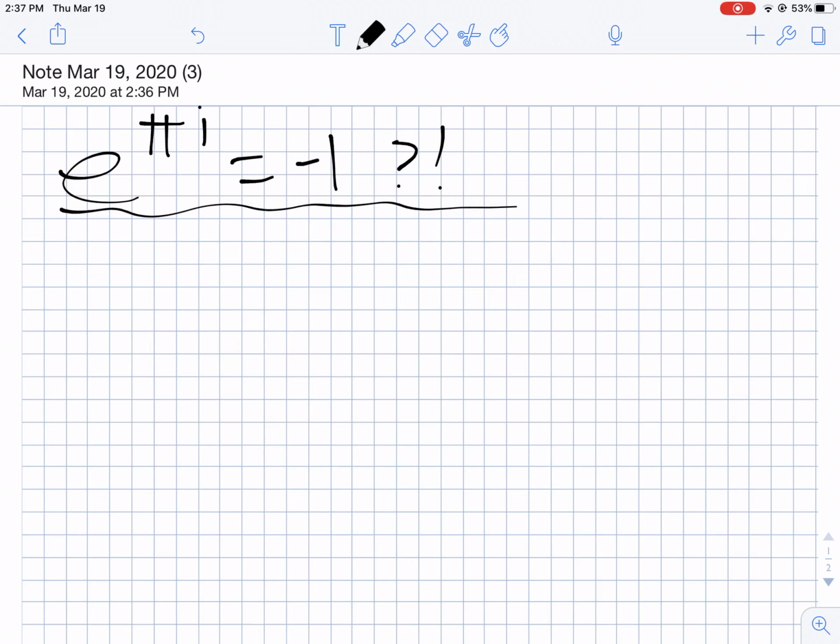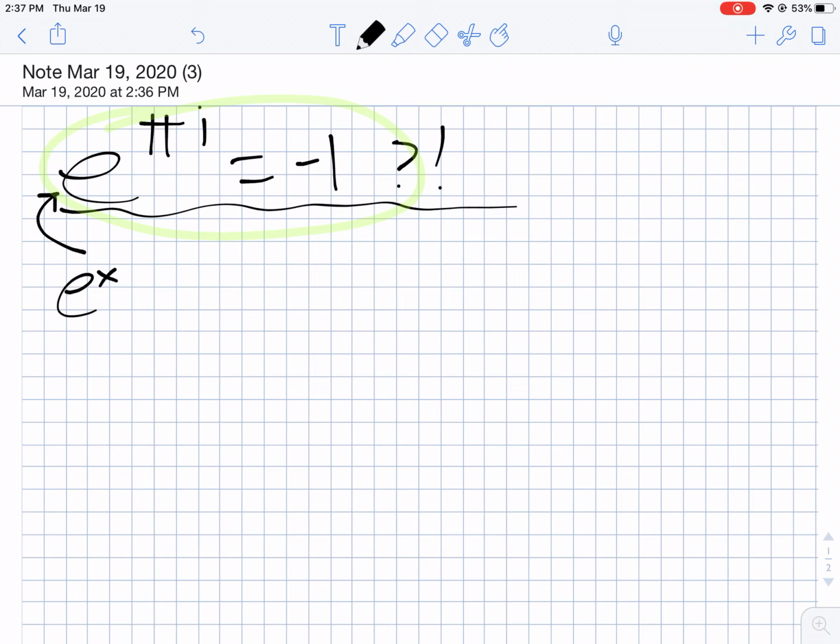I just realized that with the coronavirus, I never had time to show you this truly beautiful result. And that's that we're going to use Taylor series to show that this crazy statement, e to the pi i equals -1, is true. Wild, right? This is just for fun, but let's take a look.